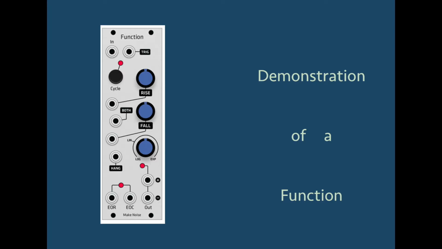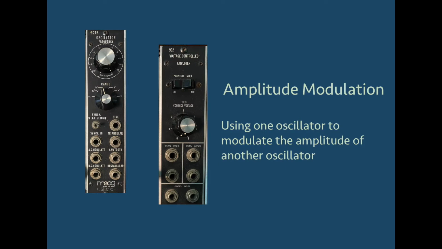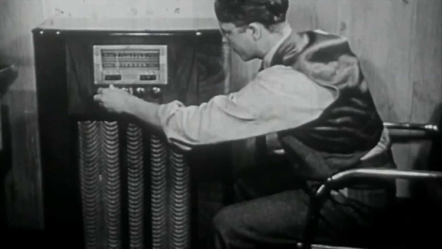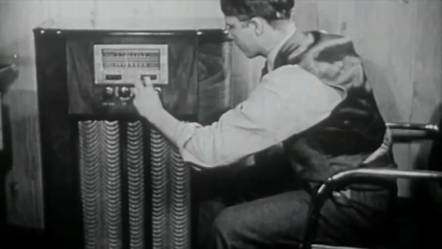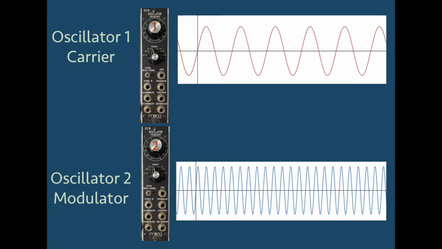I demonstrated functions, function operations, and function composition in other videos. And in this video, I want to focus on one particular use of a function on the synthesizer, amplitude modulation. Amplitude modulation is what is behind transmission of information in AM radio. In simple terms, there are two waves, the carrier wave and the modulating wave.